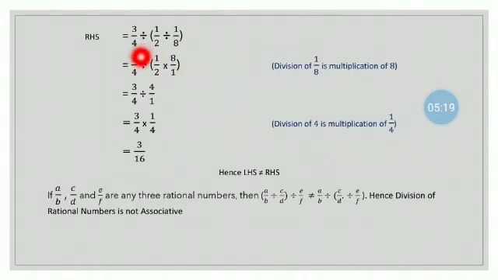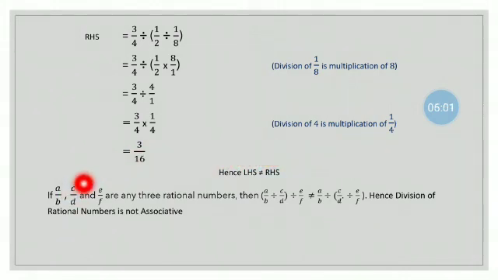RHS: 3 upon 4 divided by, in the bracket, 1 upon 2 divided by 1 upon 8. 3 upon 4 divided by 1 upon 2 into 8 upon 1, as division by 1 upon 8 is multiplication by 8. So 3 upon 4 divided by 2 ones are 2, 2 fours are 8, so 4 upon 1. Again, division by 4 is multiplication by 1 upon 4. So 3 upon 4 into 1 upon 4. 3 ones are 3, 4 fours are 16. So 3 upon 16. Hence, LHS is not equal to RHS.